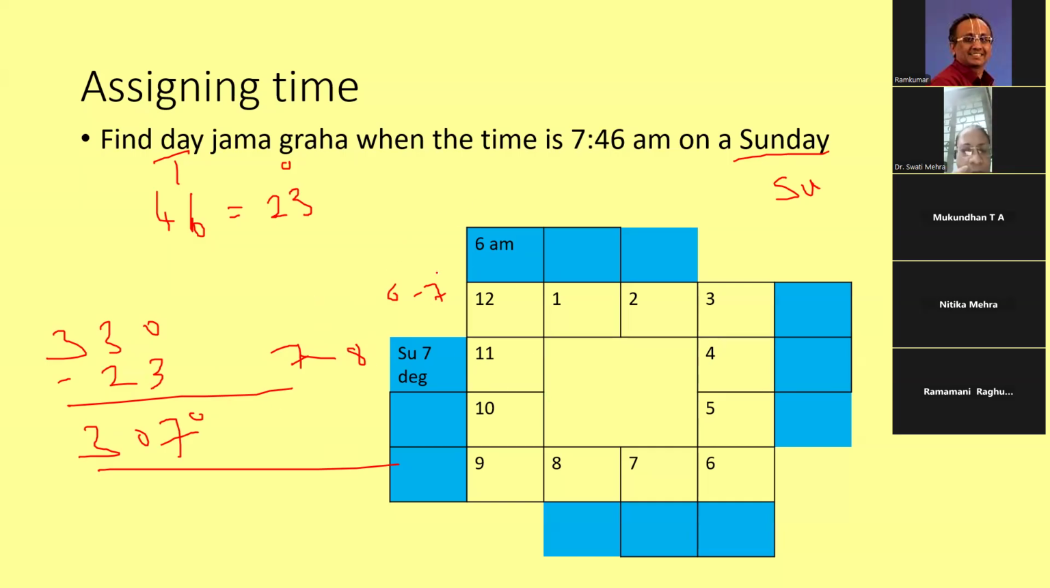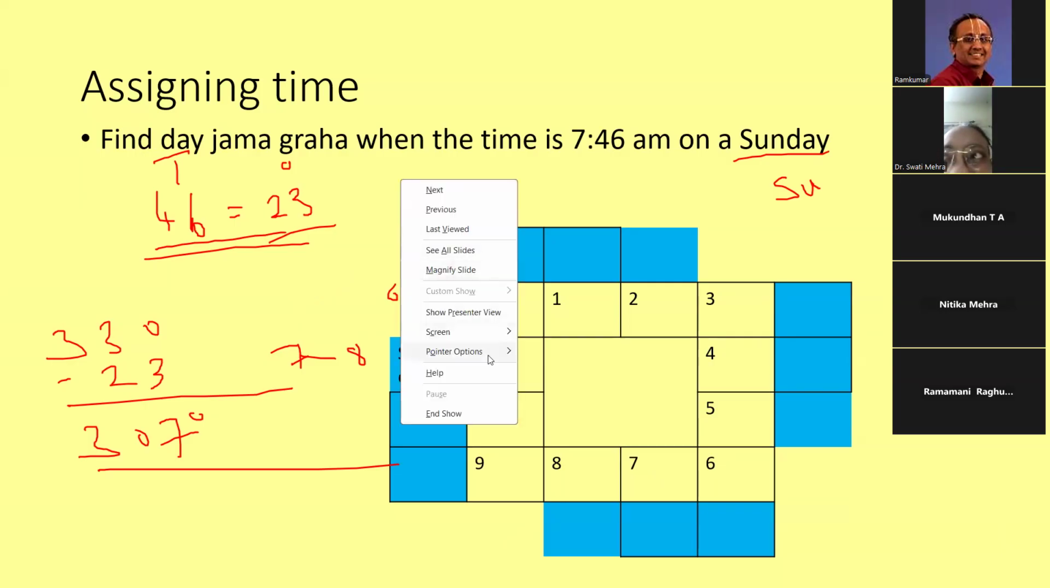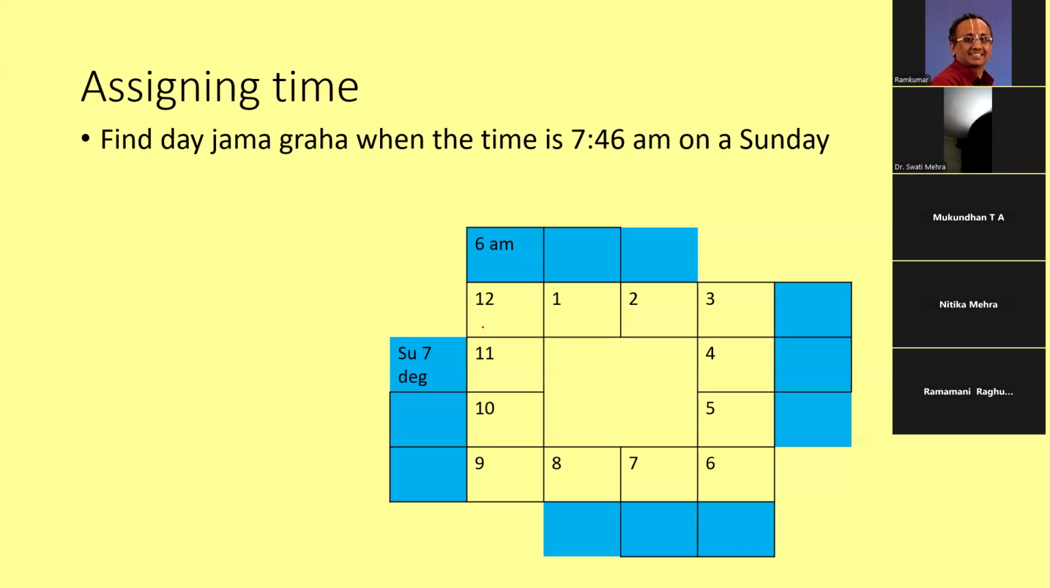Sir, can you give more examples to calculate the degrees? Yeah, we'll go through, don't worry. How did you get the 23? 46 minutes becomes 23 degrees, right? For 1 degree, 2 minutes calculation was coming now. So since 46 minutes have gone, it will be 23.